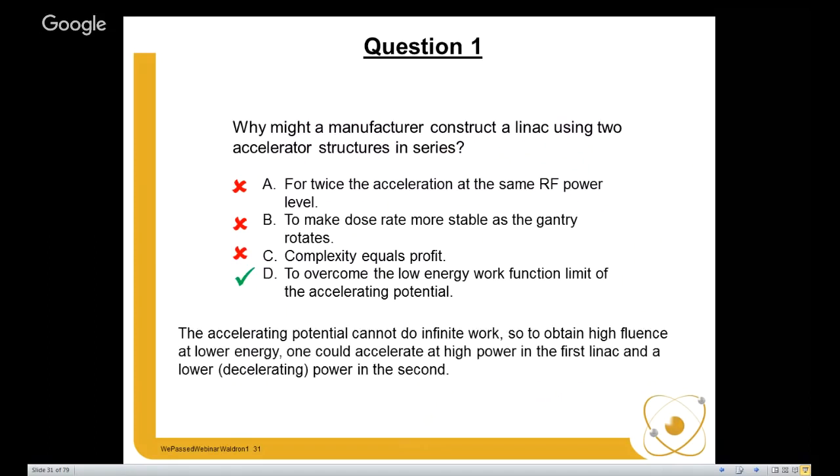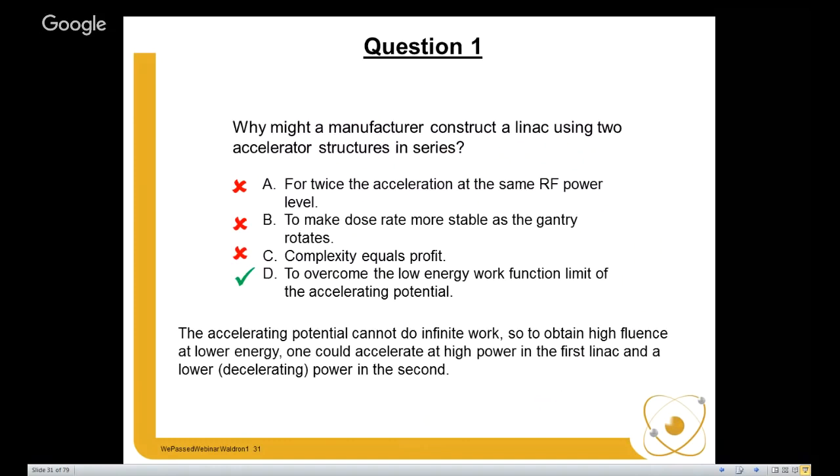And very much like the case of the energy switch in the variant accelerator, the single accelerating potential cannot do infinite work. But if I take 2 accelerators and put them in series and feed each one a different level of RF power, I could obtain a high dose rate both in high and low energy photons by controlling the amount of acceleration occurring in each of the accelerators. And in fact, back when CGR was making Linacs, this was exactly how they got high and low photon energies at high dose rates, by having one accelerate and then the other one decelerate.